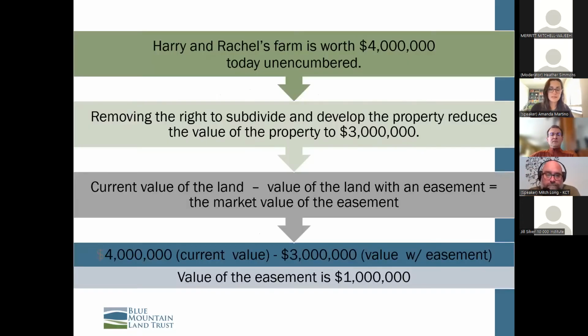Next slide, please. So here's just a quick example to drive that home. Harry and Rachel's farm is worth $4 million today on the fair market, unencumbered. They then place a conservation easement on the property that removes the right to subdivide and develop the property, which reduces its appraised value to $3 million. So the easement would be worth $1 million, the difference between the current value of the land and the value of the land with an easement on it.